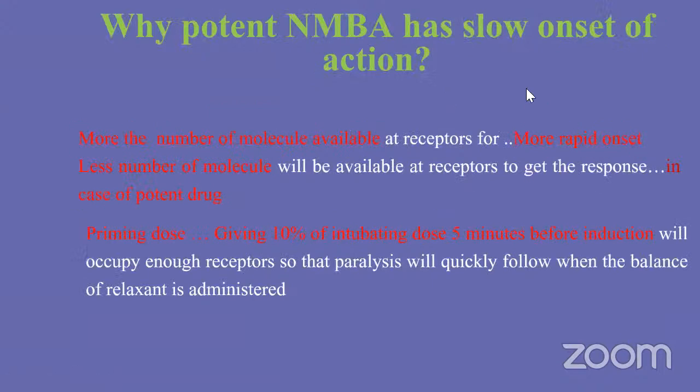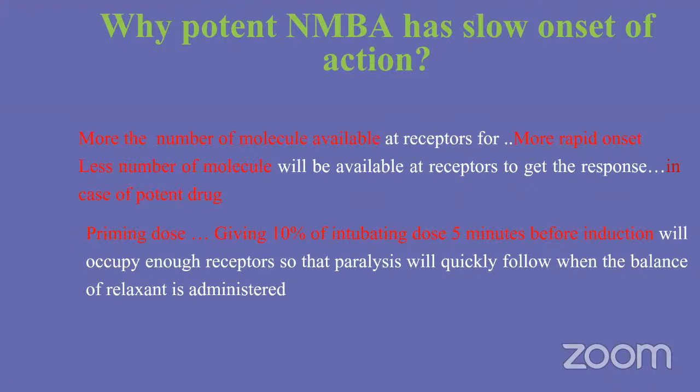Why are potent drugs slow in onset? Normally, potent drugs have a lesser number of molecules, and less potent drugs have a greater number of molecules. The more molecules available at a receptor, the more rapid the onset of action. With potent drugs, fewer molecules are available at the receptor to get the response, so the more potent the drug, the slower the onset. Pancuronium acts very slowly compared to a less potent drug like rocuronium, which acts faster because more molecules are available to bind at the acetylcholine receptor.